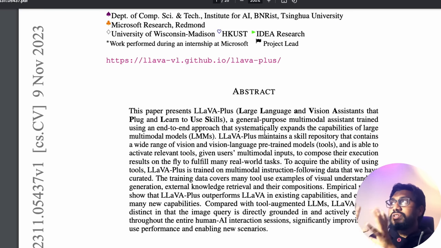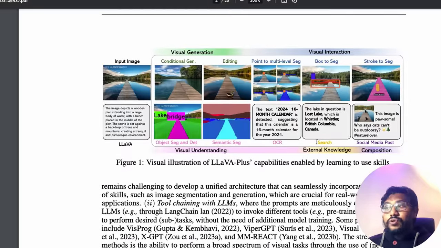What this project is trying to do is create a bunch of tools for the Llava model that you can use with it. So it's basically like creating an app store ecosystem for the Llava model. This is the visual illustration of Llava Plus capabilities. This is the Llava model. You can upload an image and it can tell you basically what it is. Now what Llava Plus is trying to do is give all these things to the Llava model itself: conditional generation, editing the image, point to multi-level segmentation, box to segmentation, stroke to segmentation.